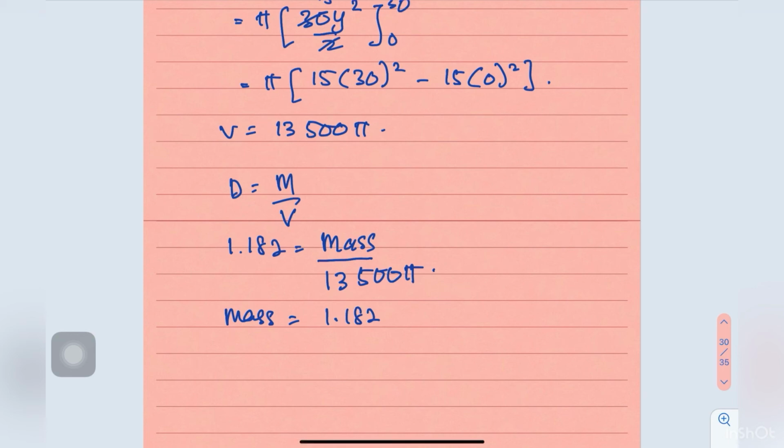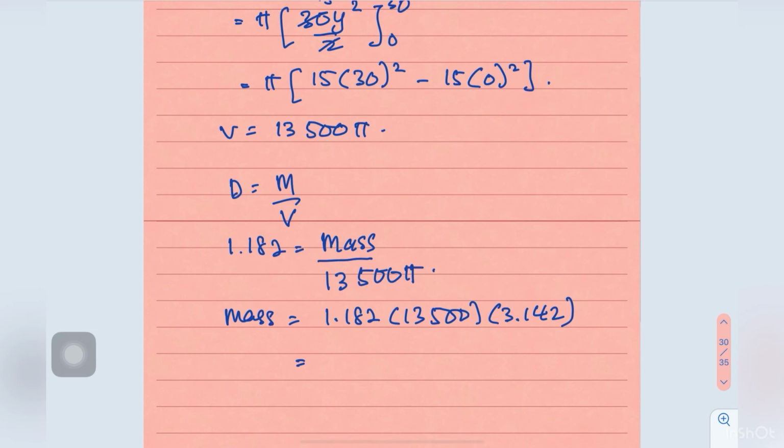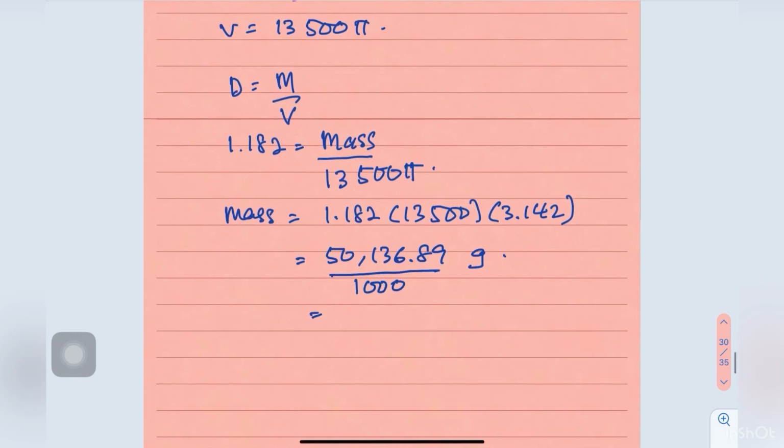So therefore mass equals 1.182 times 13,500 pi. We use 3.142, which equals 50,136.89. Okay, so actually this one is in gram. The question asks you to find mass in kilogram, so we need to divide by 1000. So therefore the answer is 50.14 kilogram.